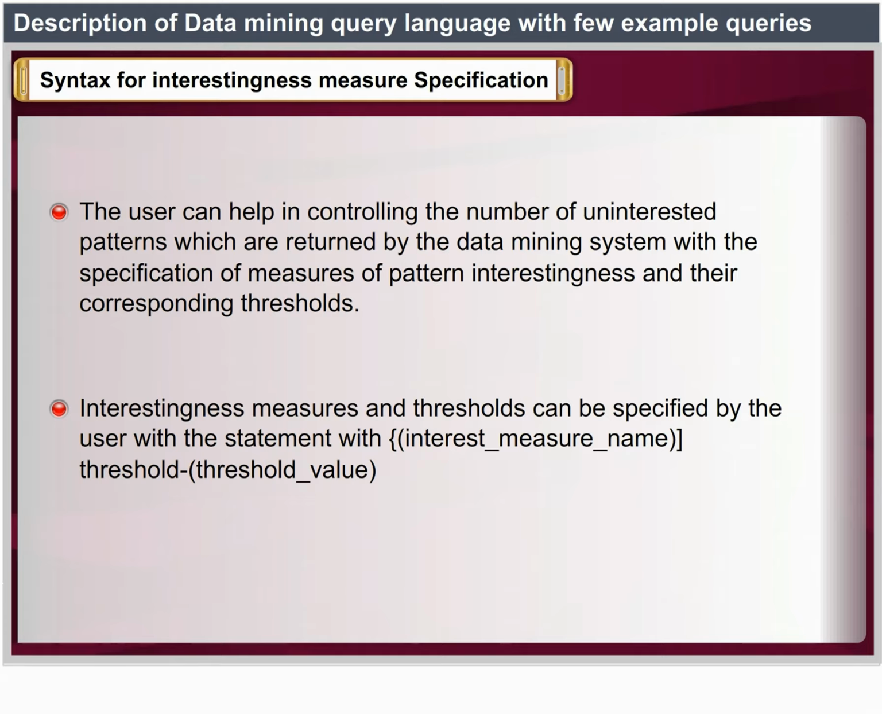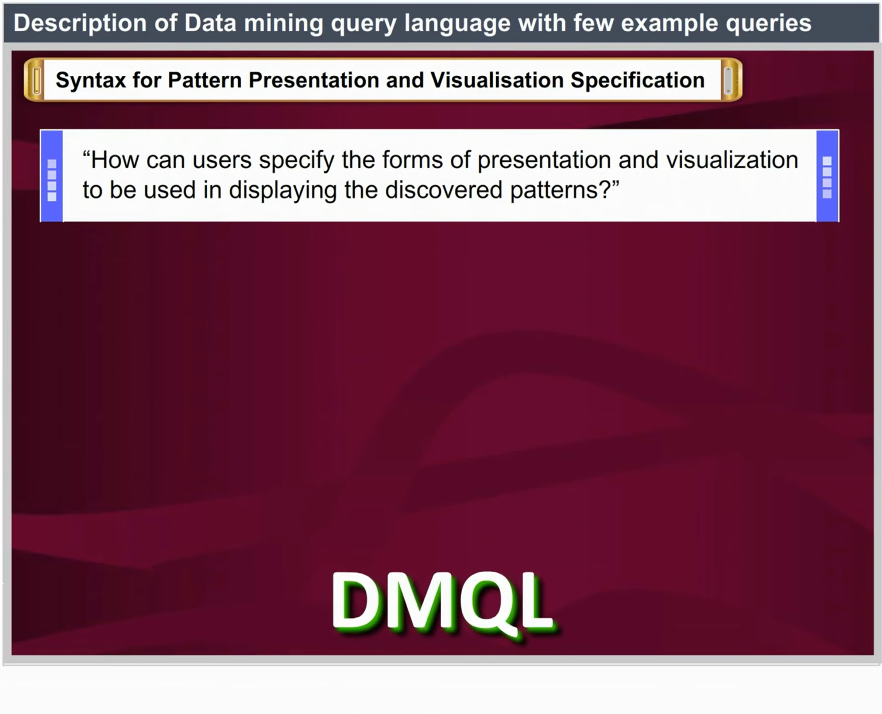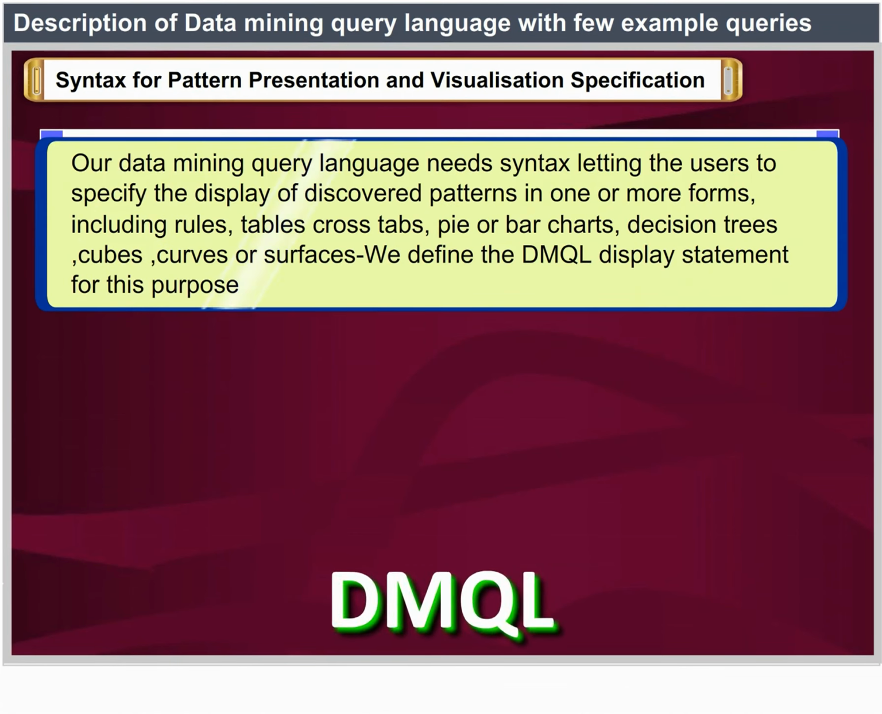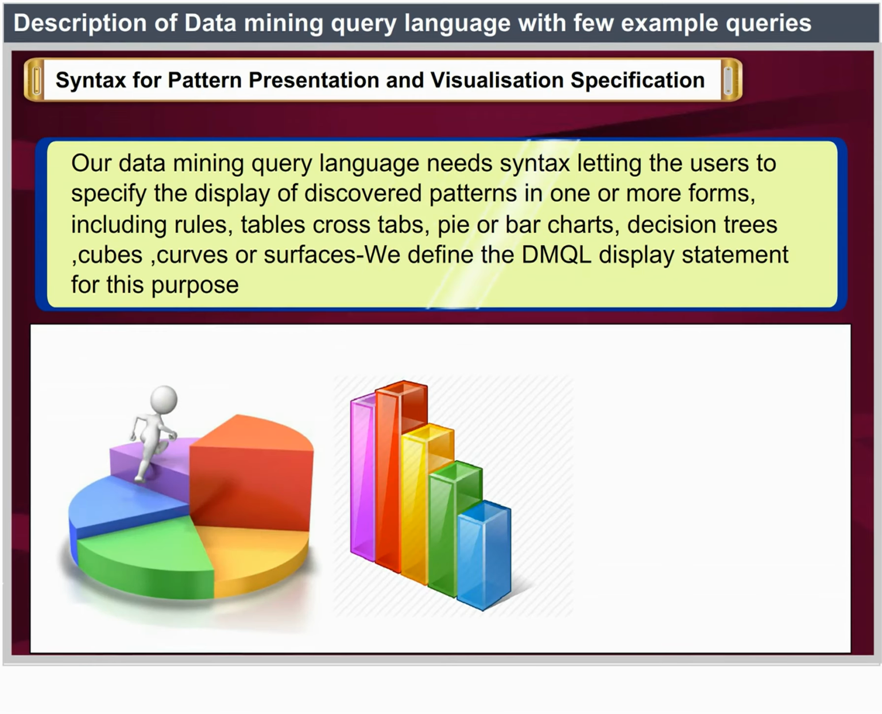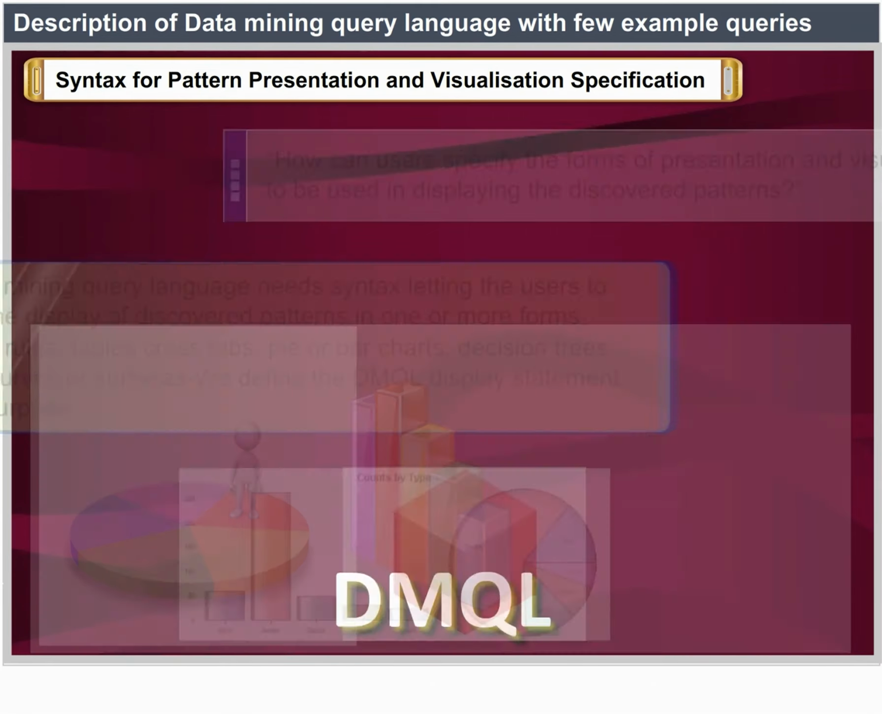Syntax for pattern presentation and visualization specification. How can users specify the forms of presentation and visualization to be used in displaying the discovered patterns? Our data mining query language needs syntax that allows users to specify the display of discovered patterns in one or more forms, including rules, tables, crosstabs, pie or bar charts, decision trees, cubes, curves, or surfaces. We define the DMQL display statement for this purpose, as shown in the subsequent slides.